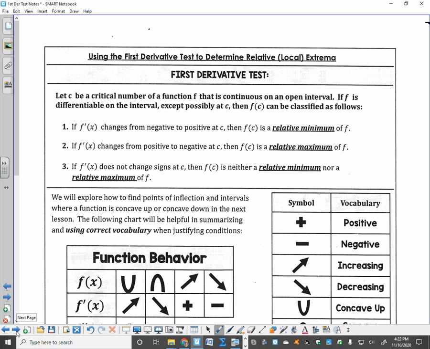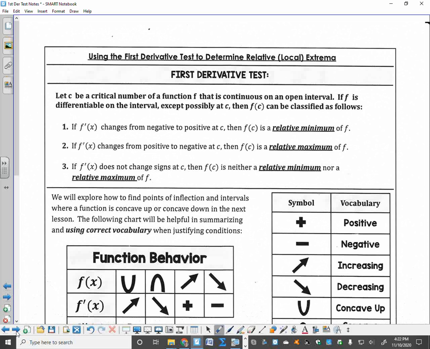So now, let's talk about the formal first derivative test. Let c be a critical number of a function f that is continuous on an open interval. If f is differentiable on the interval except possibly at c, f of c can be classified as follows. If f prime of c changes from negative to positive, then f of c is a minimum. If f prime changes from a positive to a negative, then it's a max. If it doesn't change, then it's neither.